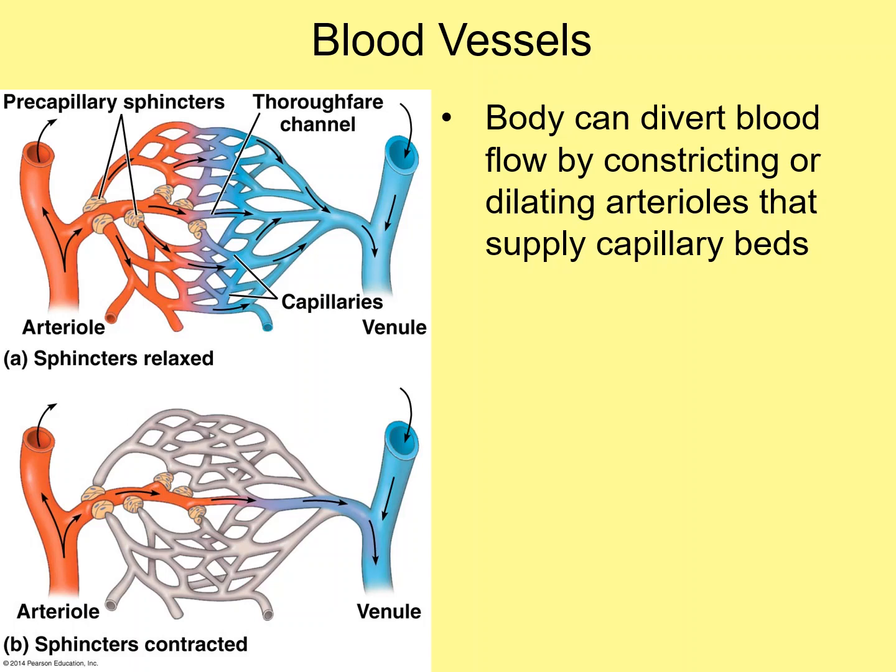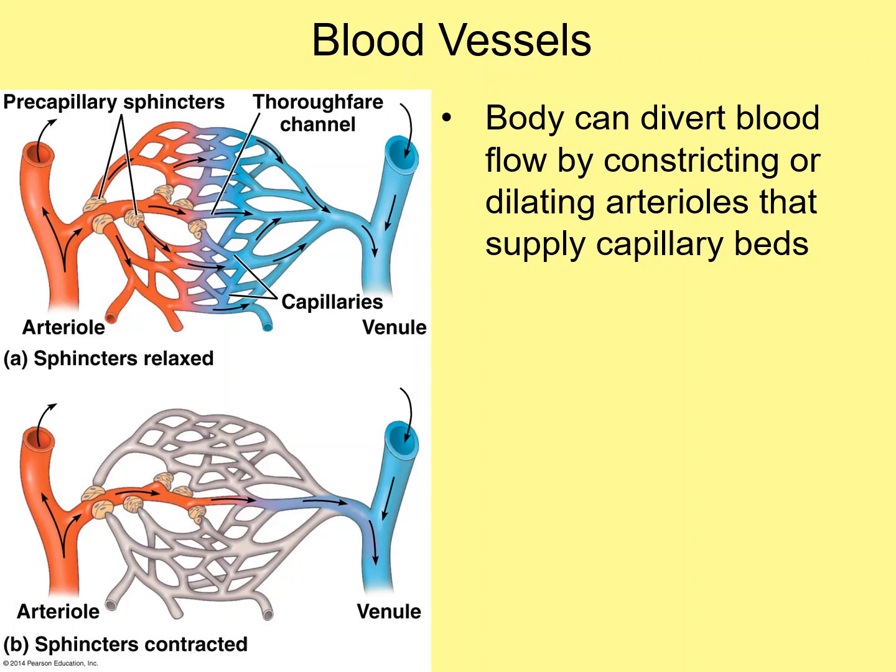But we can actually control, to a certain extent, the blood flow and the speed of blood flow, and exactly which parts of our bodies get sufficient blood supply, by constricting or dilating the arterioles that supply the capillary beds. So if we dilate them, you're going to increase the volume of blood going to that capillary bed, and it's going to spend more time there. And if you constrict it, then it's going to move more quickly.